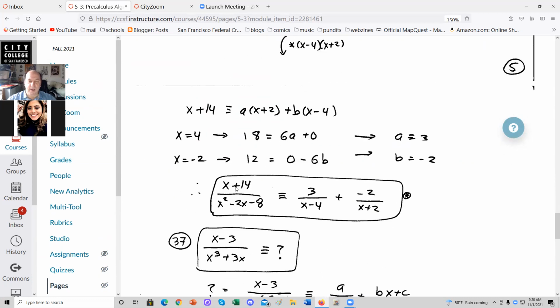So x plus 14 over x squared minus 2x minus 8 is identical to 3 over x minus 4 plus negative 2 over x plus 2. And that's done for that.